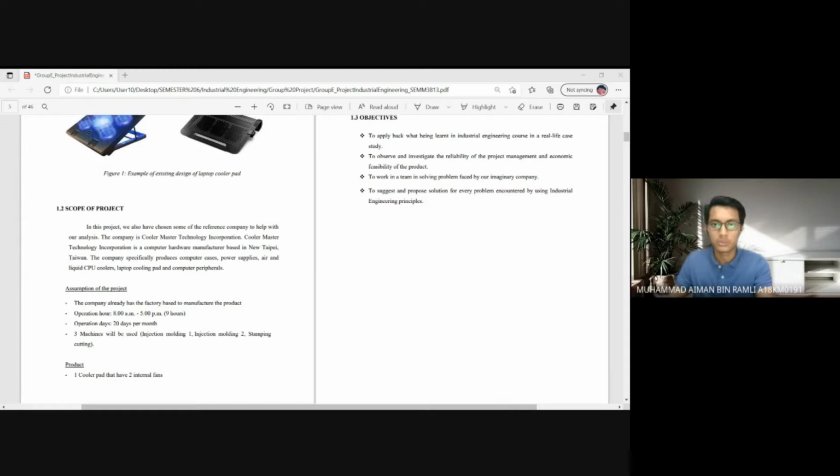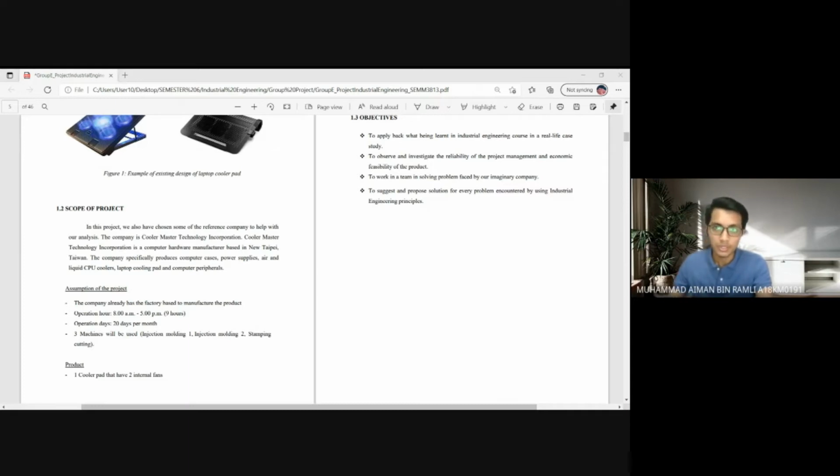Before we go into the main part of the project, we want to emphasize our assumptions for this project. The first assumption is that the company already has the factory base to manufacture the laptop cooler pad. The operation hours are between 8 a.m. until 5 p.m. The operation days are 20 days per month, and we use 3 machines: 2 injection molding and also a stamping cutting machine.